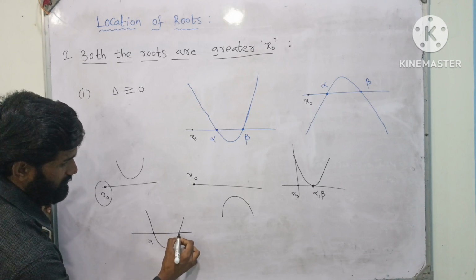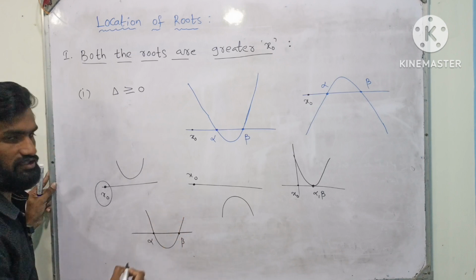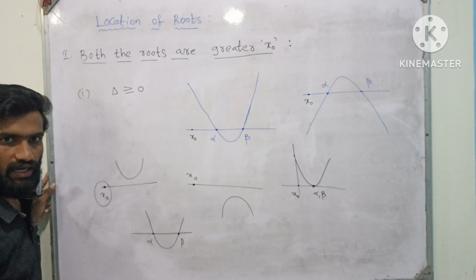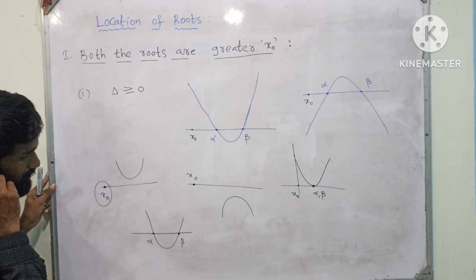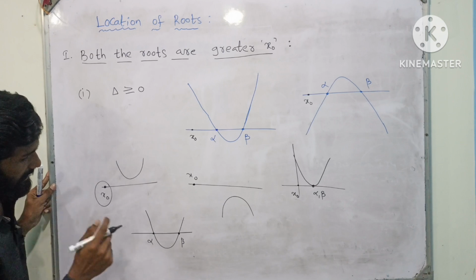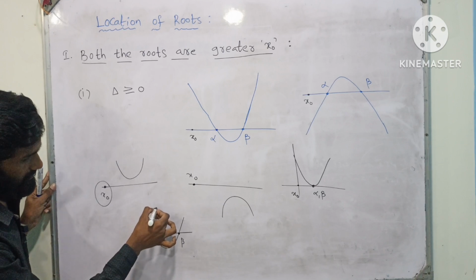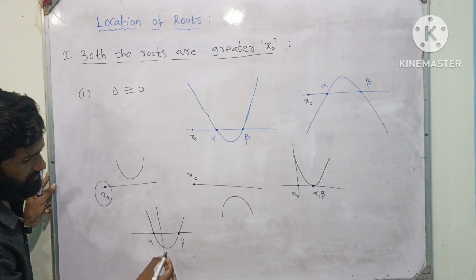For example, this is alpha and this is beta. Now I can take like this. This is x naught.